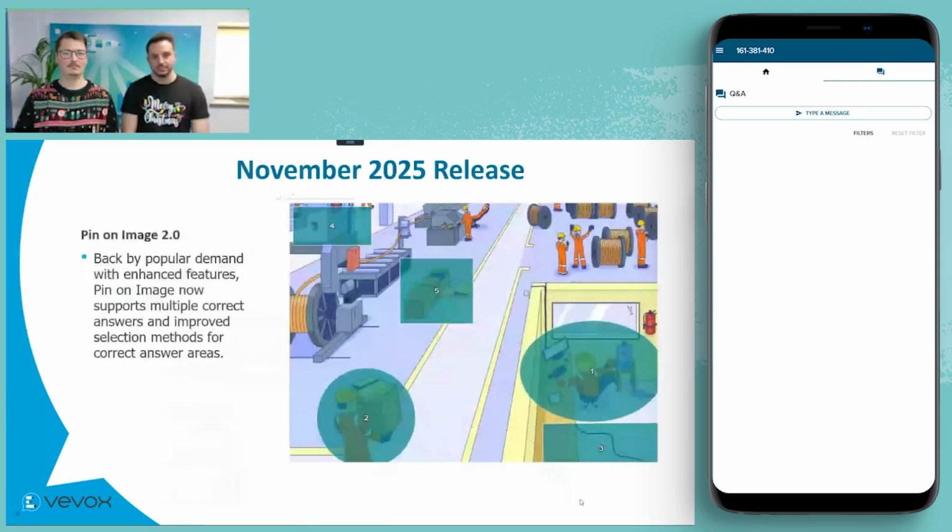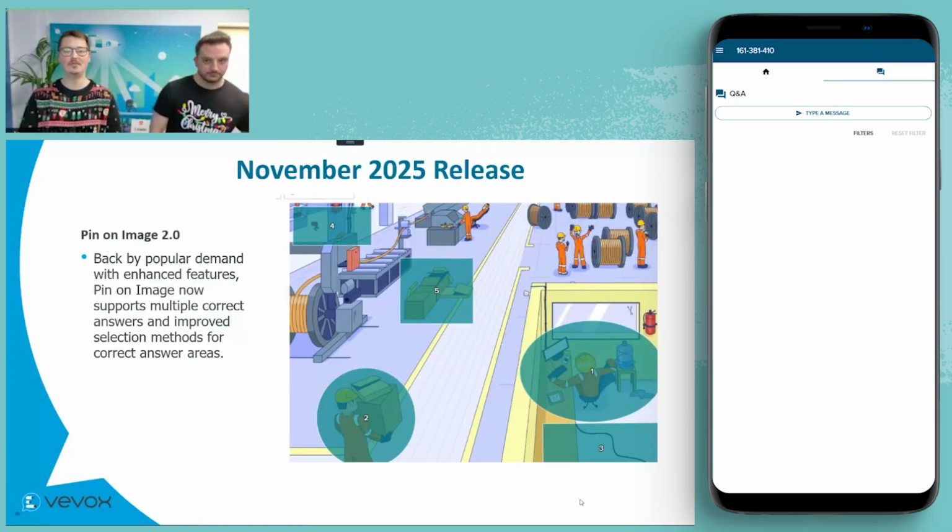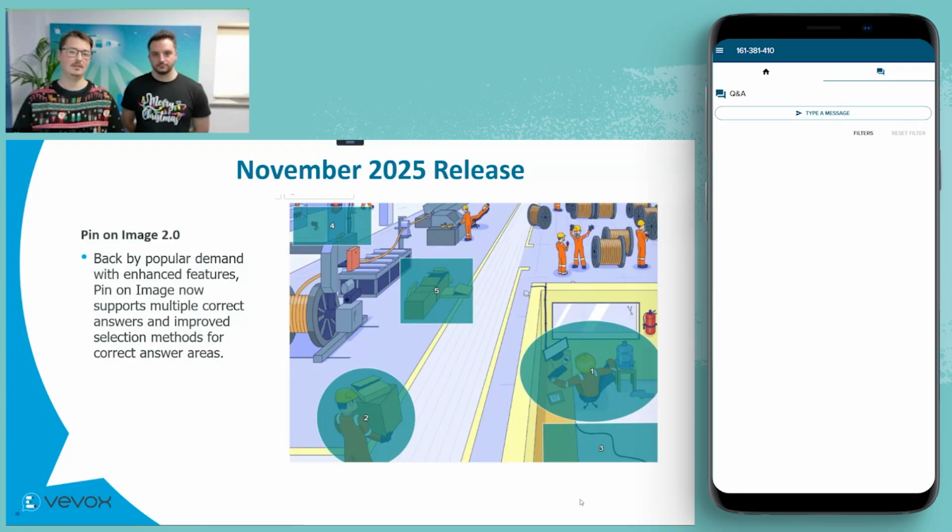We also have Pin on Image 2.0, a second version of the Pin on Image polling type, which has been in the platform for quite a while now, I'd say over a year. Backed by popular demand, we've had a lot of feedback on what we've released quite recently in regards to this updated question, and that's the ability to do multiple selections as a participant. I've done an example picture here on the right-hand side of the screen. This style of question might be potentially spot the hazards in the workplace. And you're going to have more than one hazard in a picture scenario like this, right?